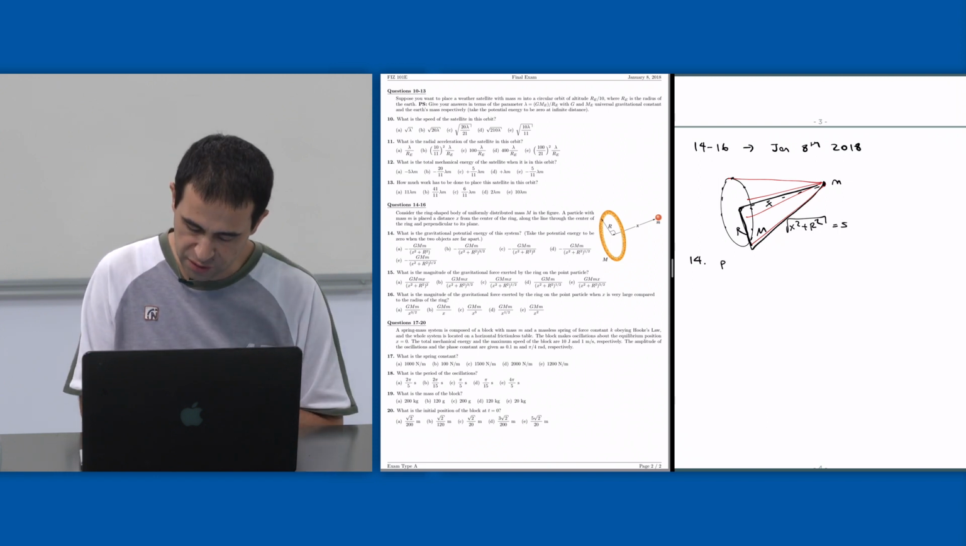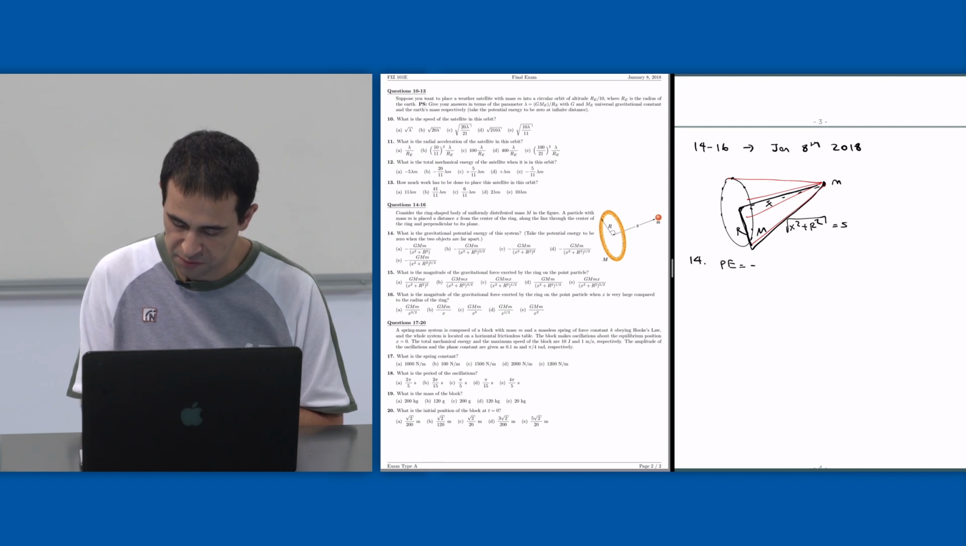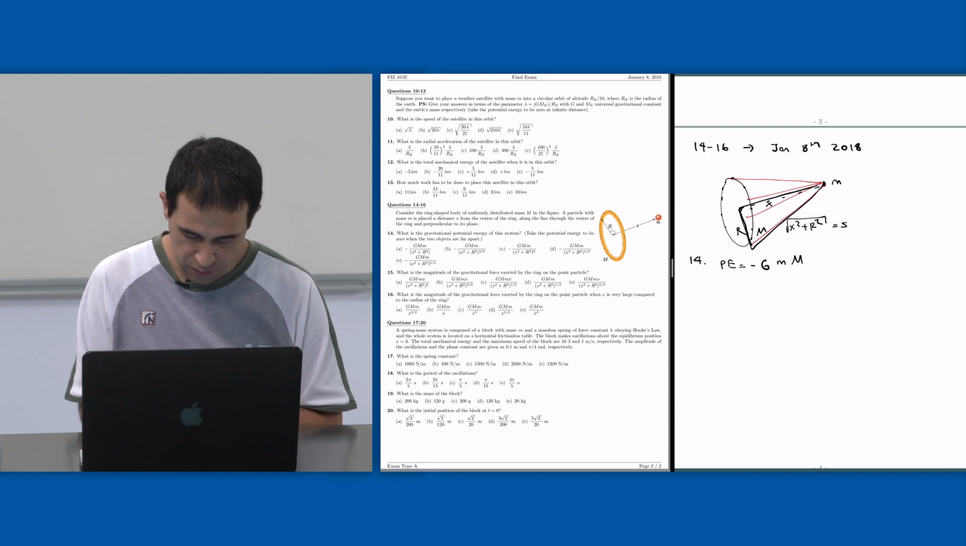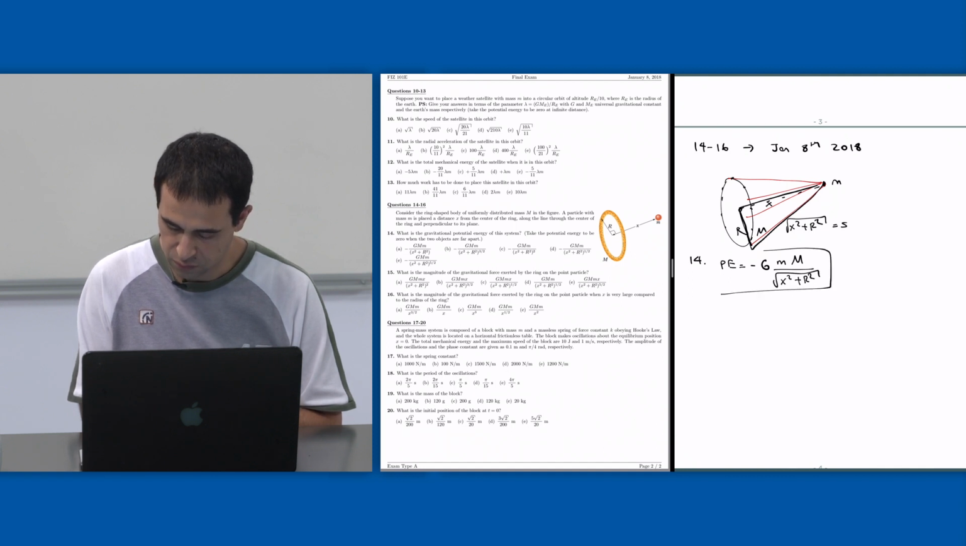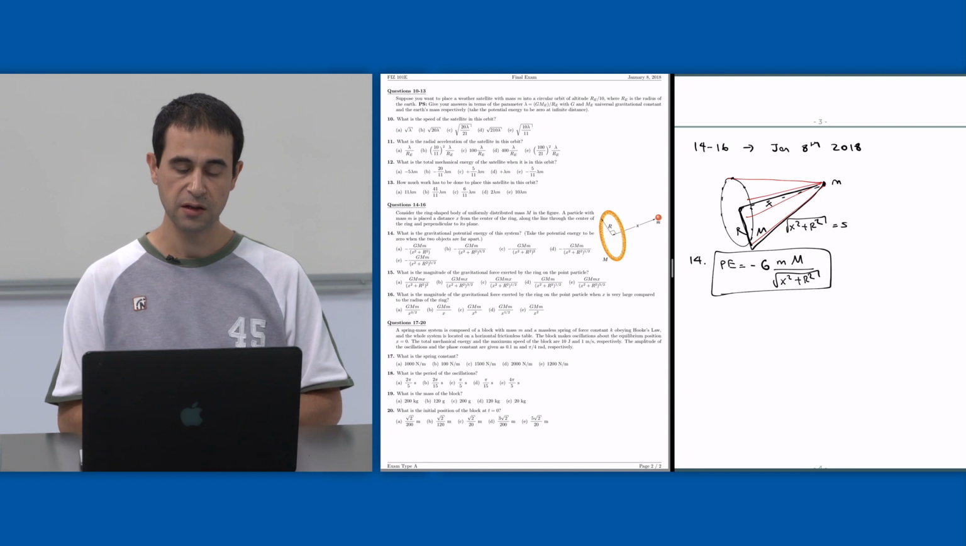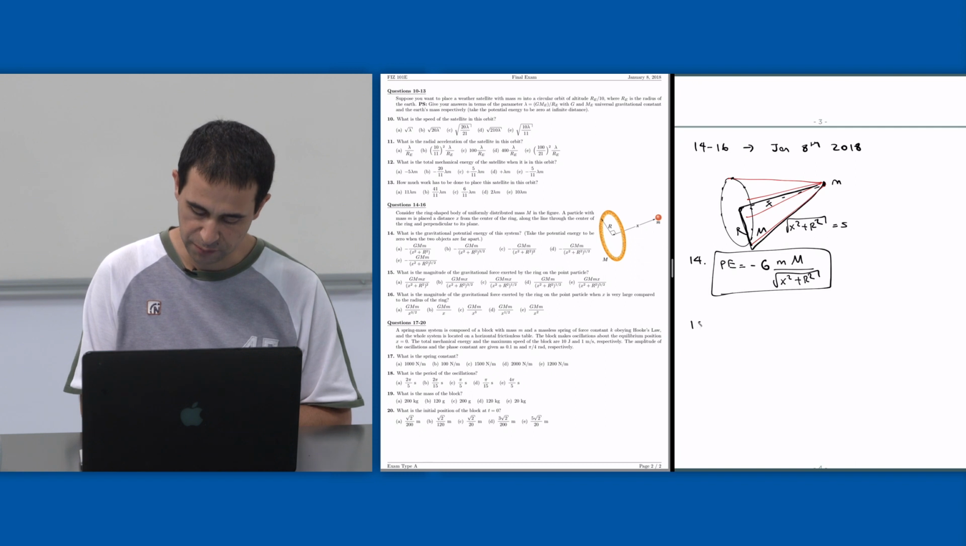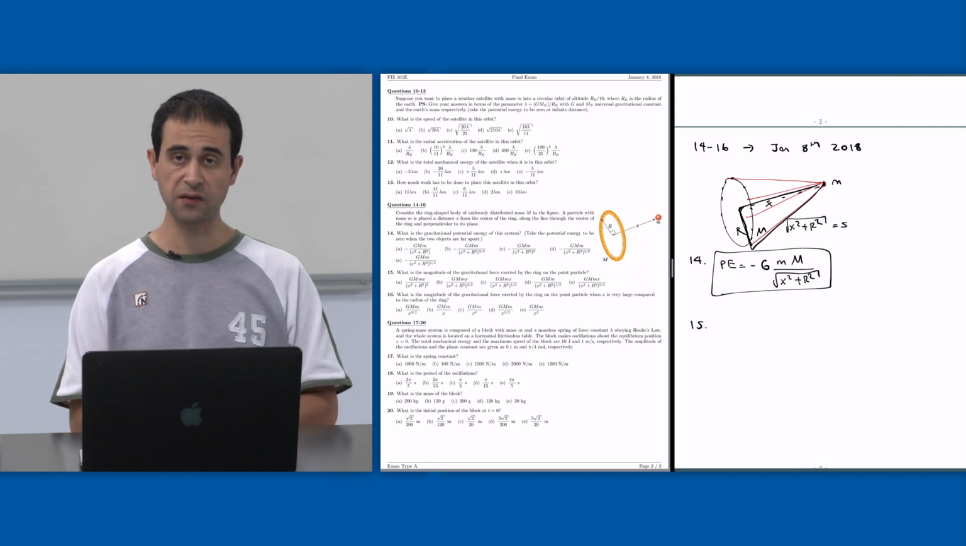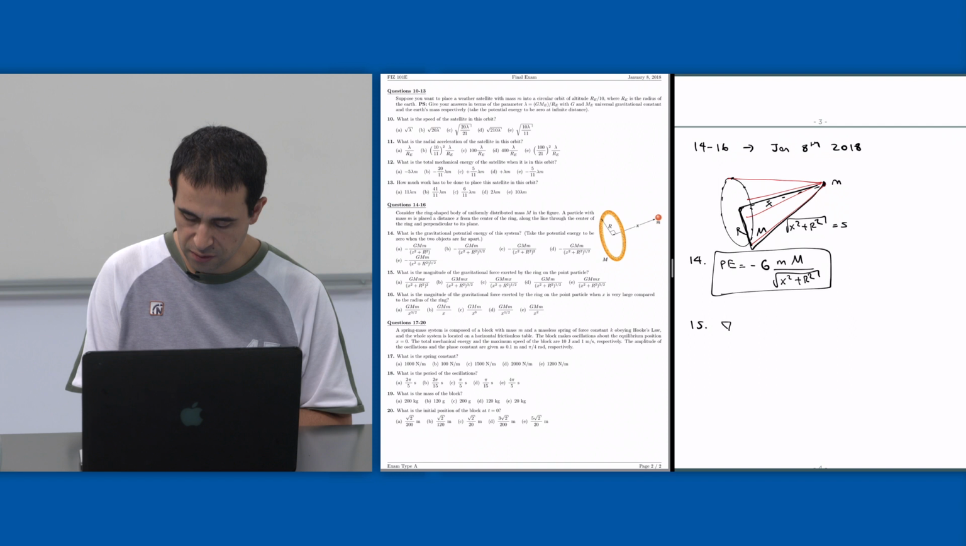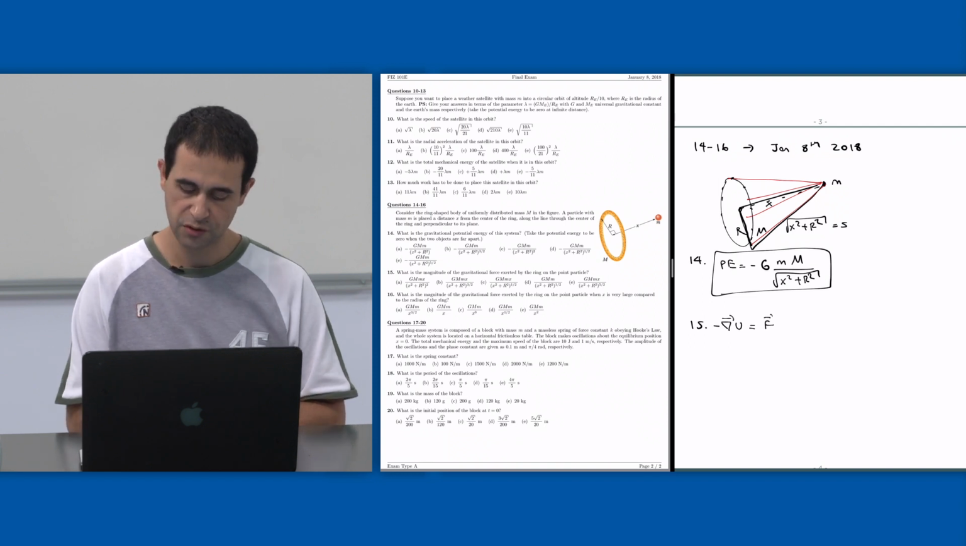So therefore, the potential energy between small m and capital M is minus G times small m times capital M, divided by the distance, which is the square root of x squared plus r squared. Okay, so that's 14, and this is choice D, right? Okay, that's 14. What about 15? 15 is even easier, because we know that the gradient of U with the negative sign in front gives us the force. So what we are going to do is we will just take the derivative of that.